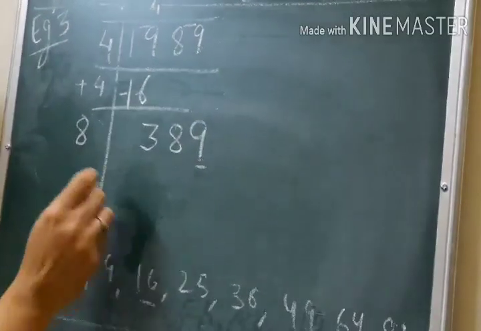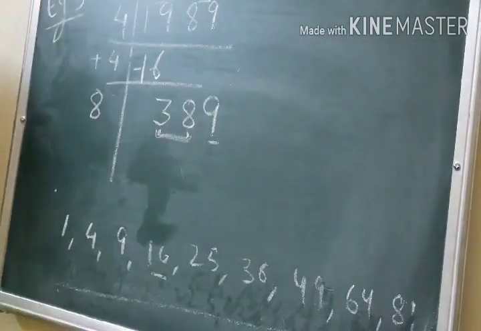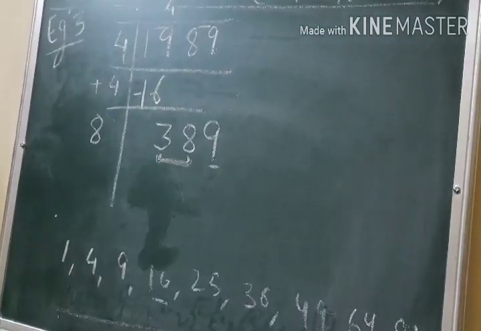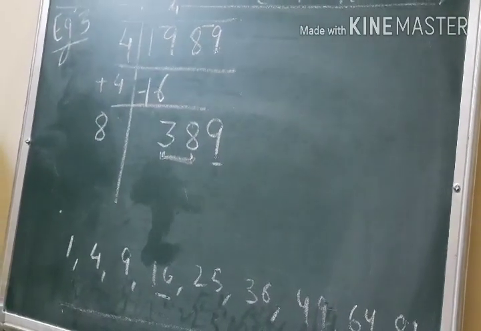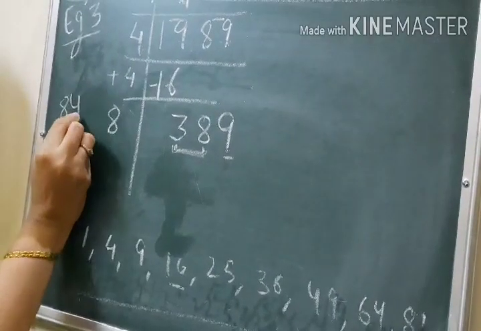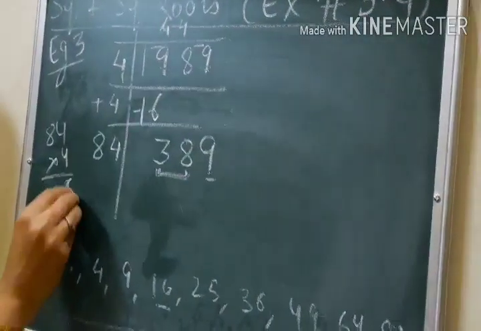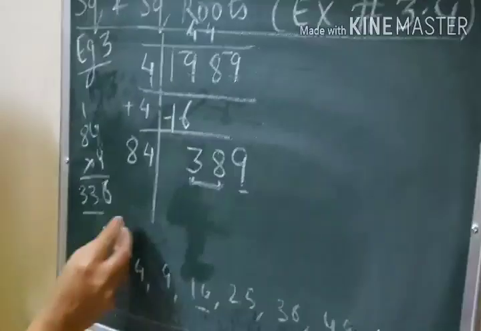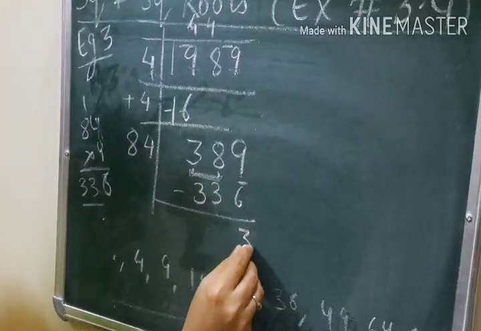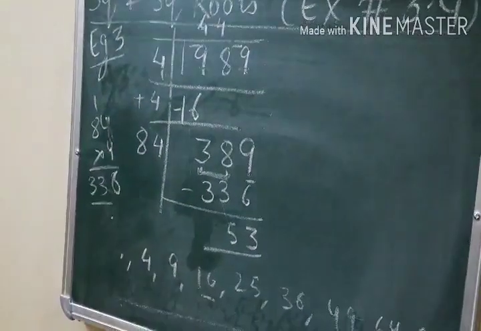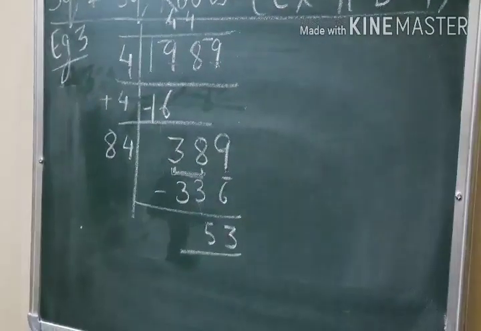So whenever we have to see like that, just look at the first two numbers. It is 38. Where do you get the number closer to 38 in the table of 8? In the table of 8, you get 8 4s are 32. So we'll multiply 84 by 4. I'll put the number 4 where 4 4s are, and I'll try that this number will come. So it is just closer to it. So 84 4s are 336. Subtract it, 53.